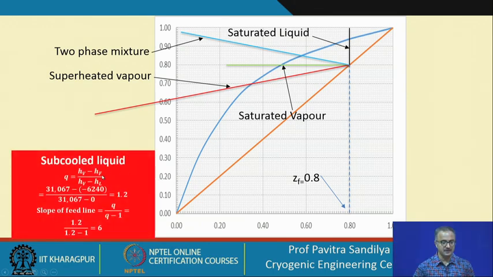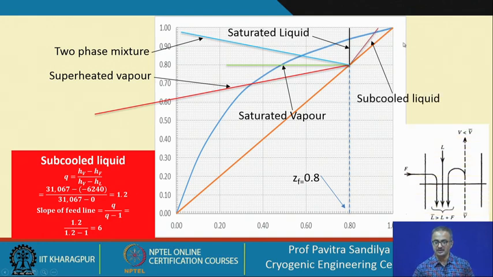Next we come to the subcooled liquid. Here we plug in the value of HF which is given, and we find this is the value of Q, and from this we find the slope is 6, and this is the particular line which represents the subcooled liquid. Now in this case we find that the feed is a subcooled liquid.